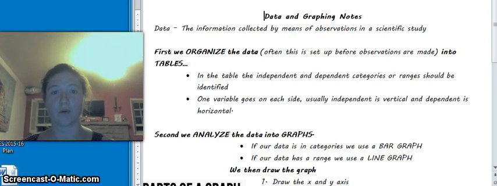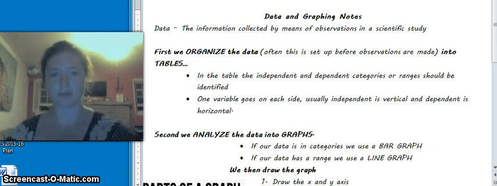Okay, so right now I'm going to go over the data and graphing notes. Basically, how do we create a graph? How do we create the tables? And what do we do with our data as we develop it? So, going through, remember we should have already previously seen that data is from our observations.